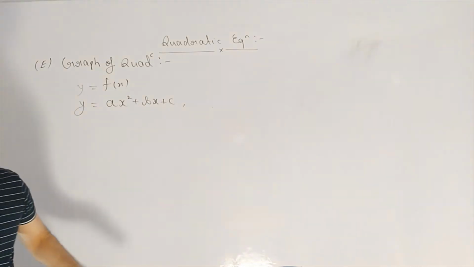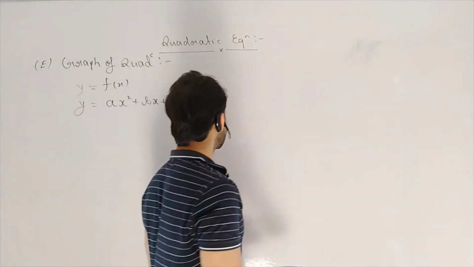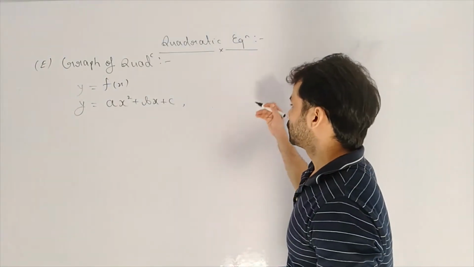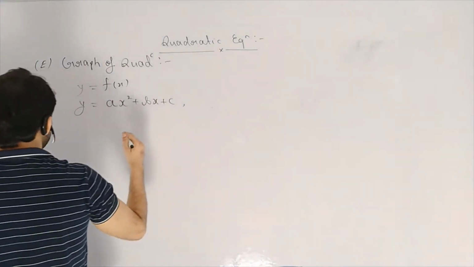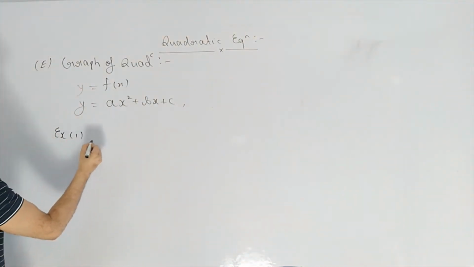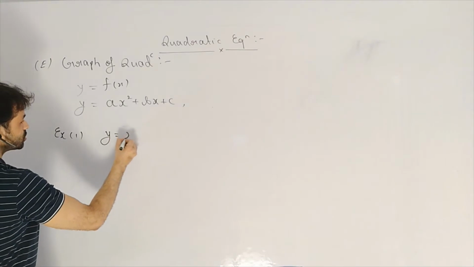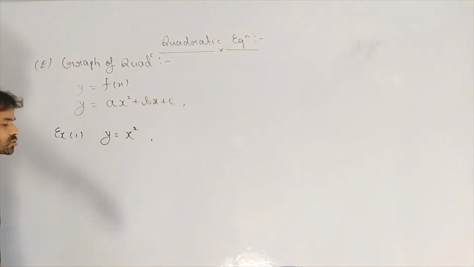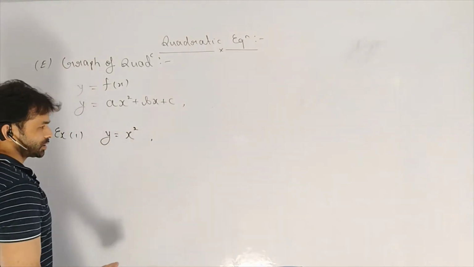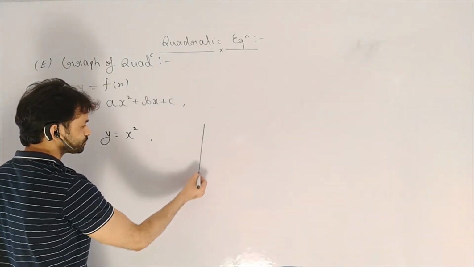So to understand this thing, to start this thing, okay. Before this, we'll discuss a very basic thing. Let's say you have y is equal to x square, which is also a quadratic expression. How to draw this thing?